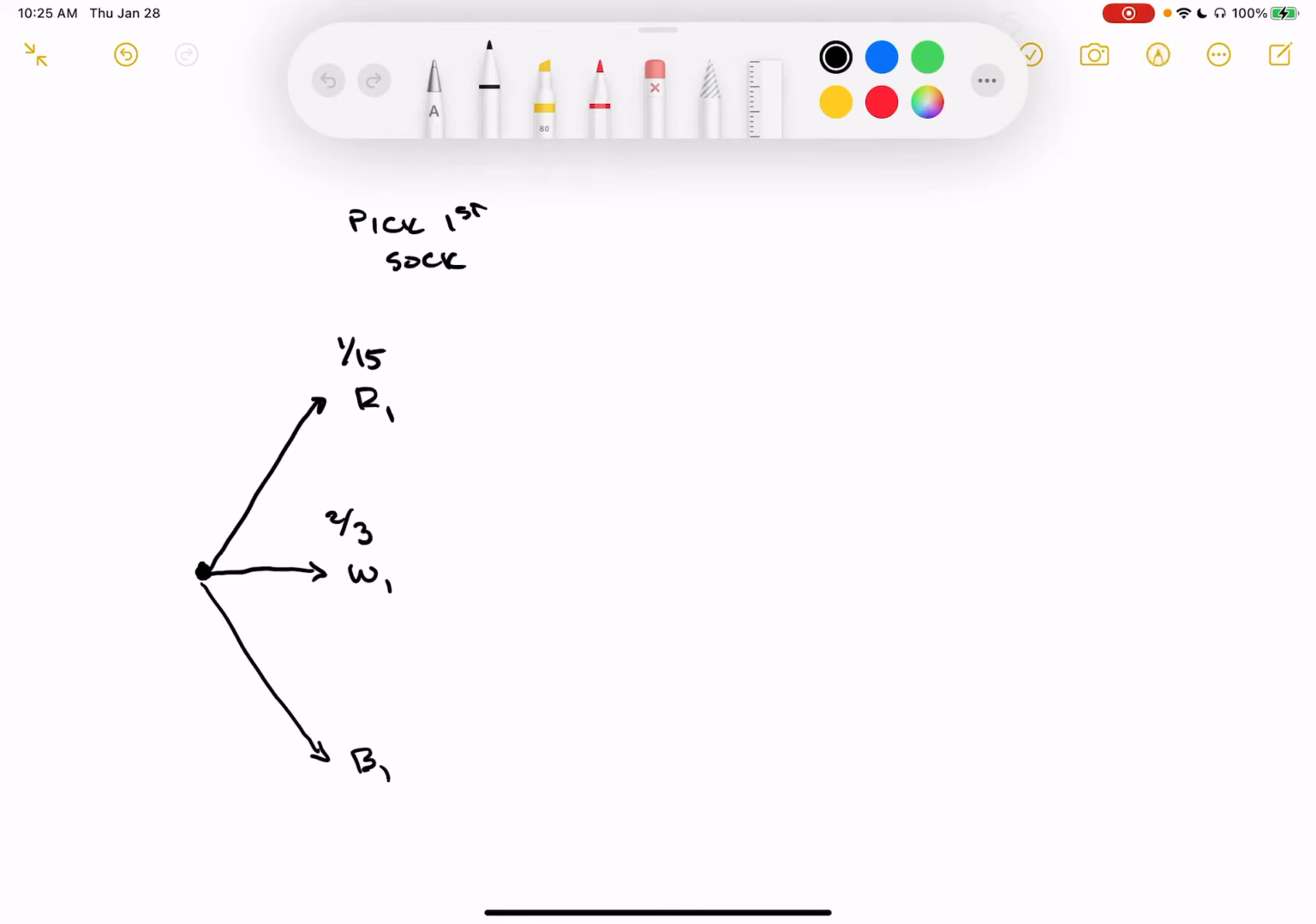And then the last one, blue, right? We knew that there were 4 pair of blue socks. Each had 2, so that's going to be 8 out of the 30, or it's still going to be 4/15. So I'm going to get something like 4/15 on there.